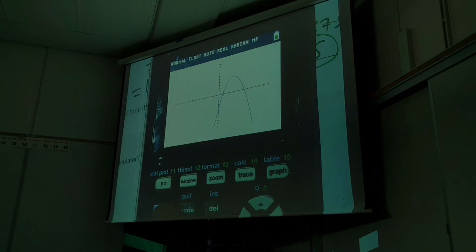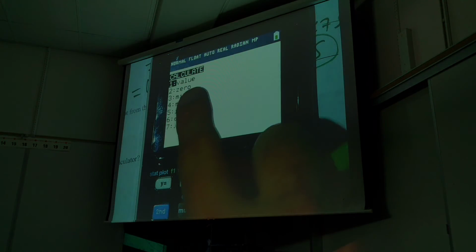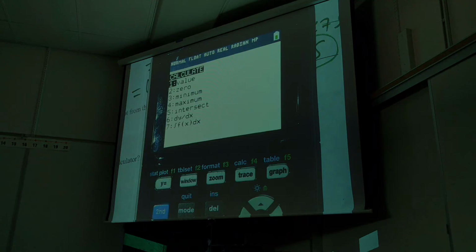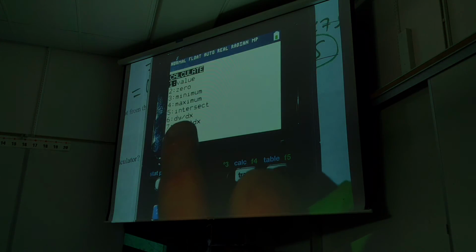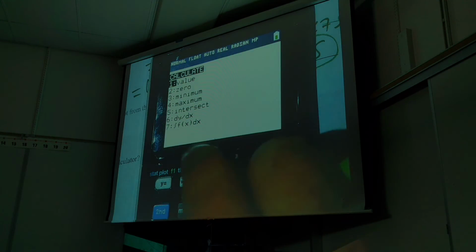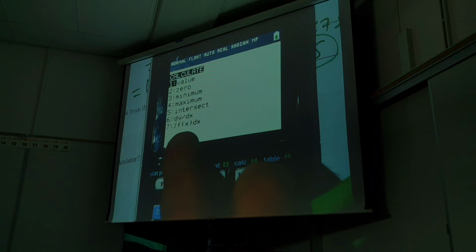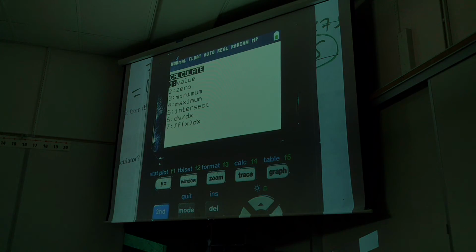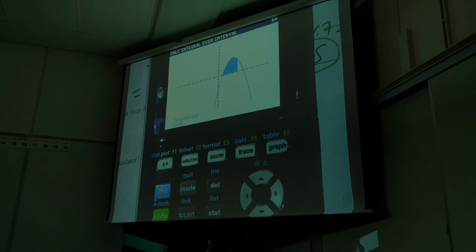So watch this. If you hit second calc, here you can get the value, you can find the roots, you can find the min and max. Look at number 7. If I hit number 7, it's going to ask where do you want to go from and to? Lower limit, 1. Upper limit, 4. This is going to be infinite rectangles. That's what it does. This is the exact answer, and the exact answer is 12.